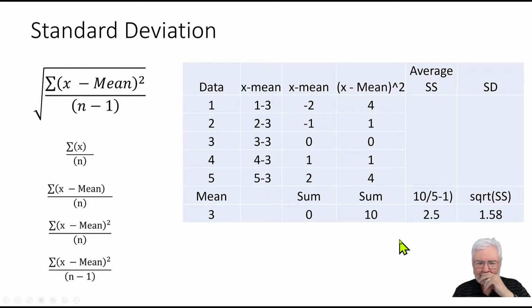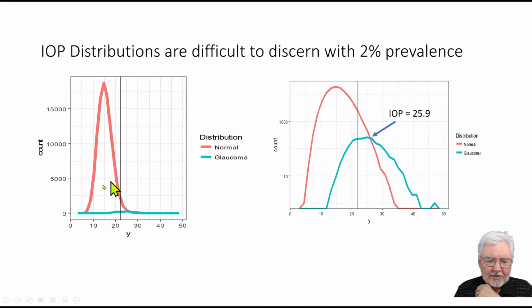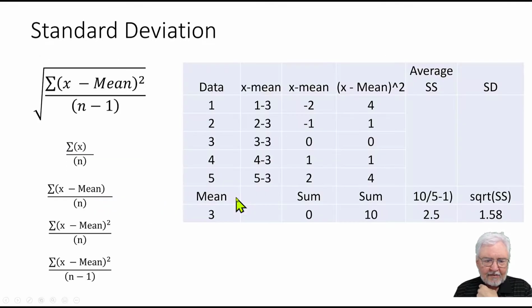Now, the way we describe these distributions is to talk about the mean and the standard deviation. The standard deviation is a measure of variance and of variability, and here's the formula. Now let's break this down. First, let's start with the mean, the sum of x over n. We have data points over here. The numbers, the observation, the first one was 1, then 2, then 3, then 4, then 5.